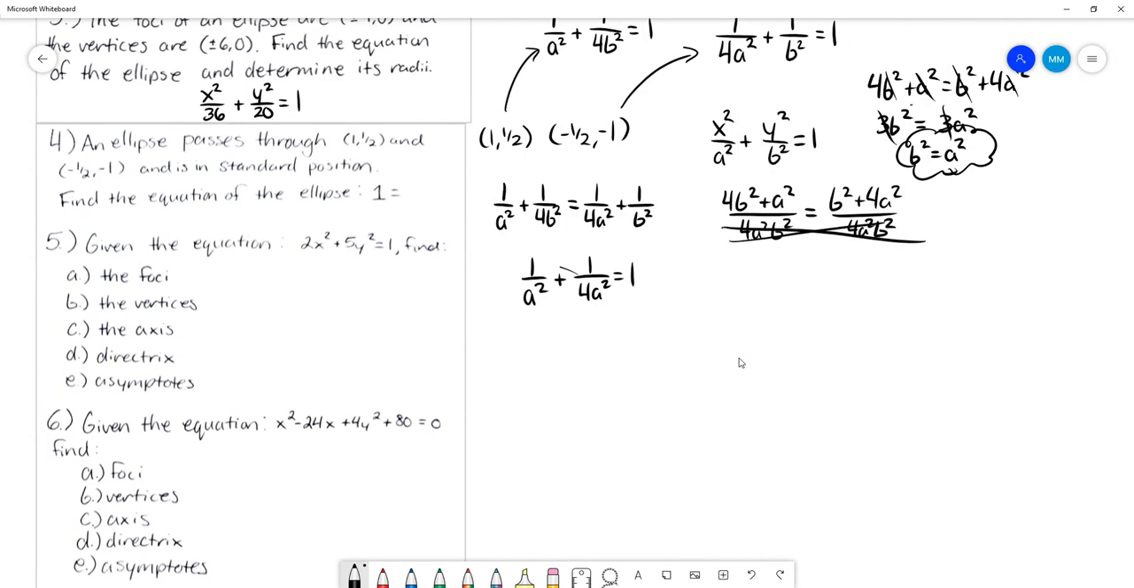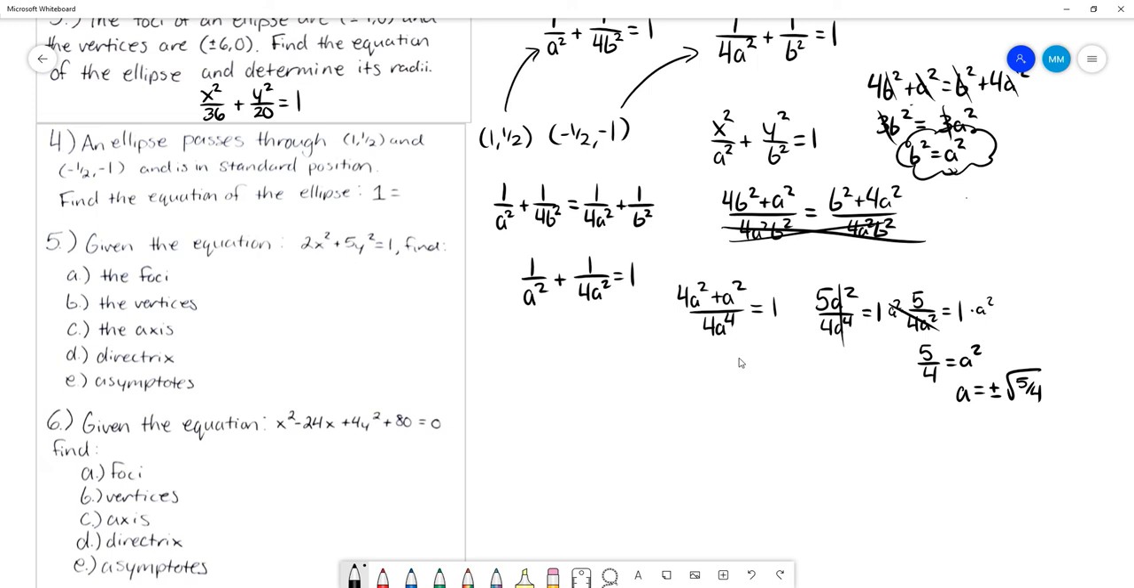So again, find that common denominator by cross multiplying. So it's going to be 4a squared plus a squared over 4a to the fourth equals 1. And then, of course, that's going to combine to be 5a squared over 4a to the fourth equals 1, which I then cancel off, so it's going to be 5 over 4a squared equals 1, and then I'll multiply both sides by a squared, so 5/4 equals a squared, because it's going to cancel, and so a equals plus or minus square root 5/4.